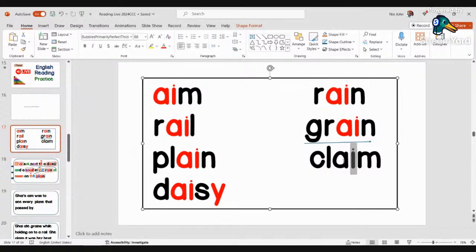We can see the A and I, A. Also, we can see a word that we have just done, our first word, our beginning word. If you can remember this part of the word right here, aim. So we just call that part aim.